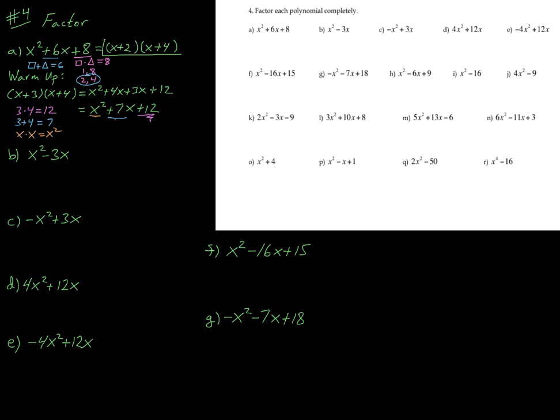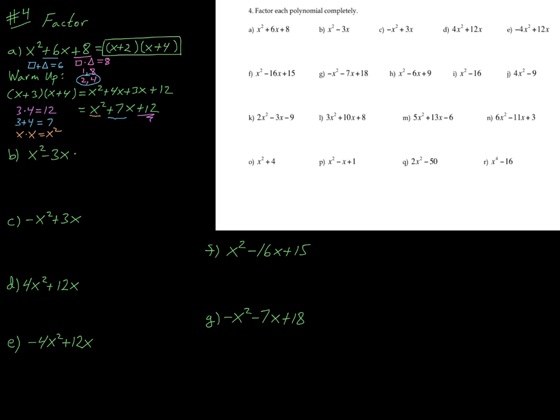Okay, now with this problem, or really any other factoring problem for that matter, you can always easily check your answer by just multiplying this back out. x times x is x squared, 4x plus 2x is 6x, and 2 times 4 is 8. So it's doing the job.